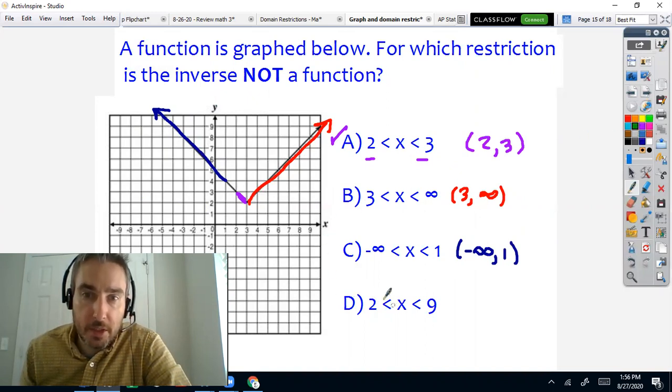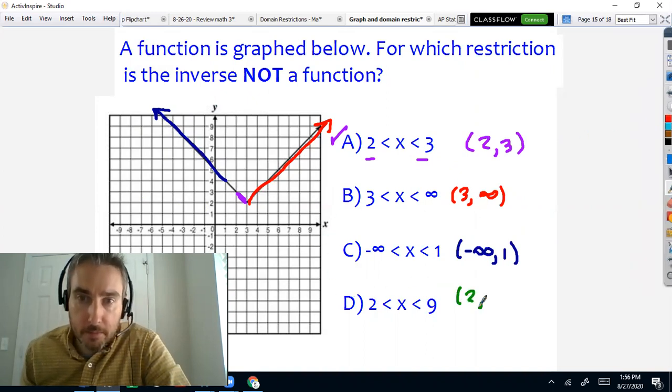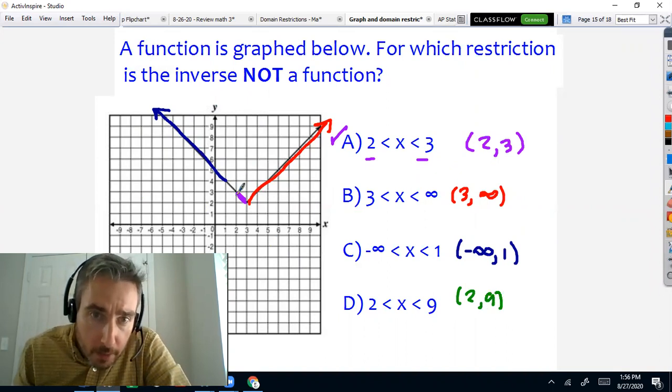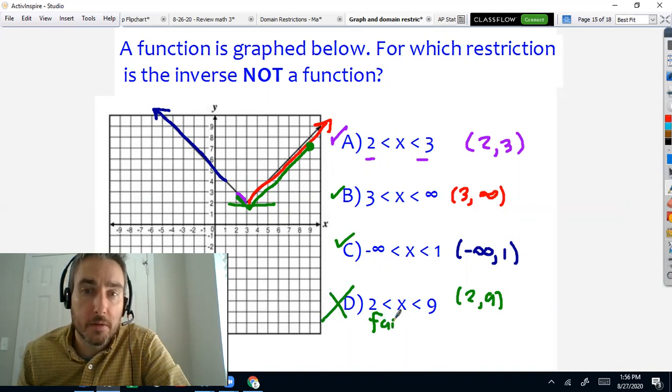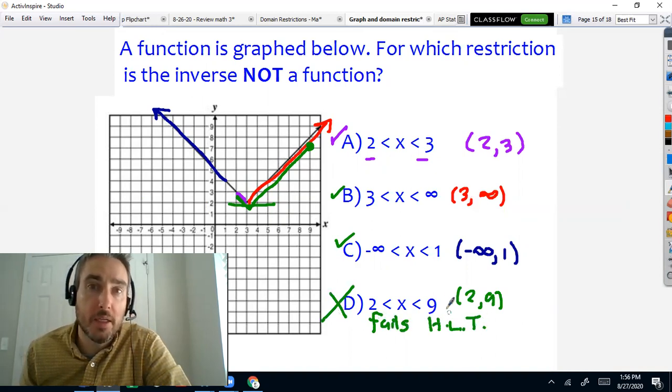So if I go between 2 and 9, and if I look at 2 here up until it hits 9, well, you're going to see that right there, it fails the horizontal line test. So these three are good, but that one is not good because it fails the horizontal line test. So it's not going to be invertible on that domain.